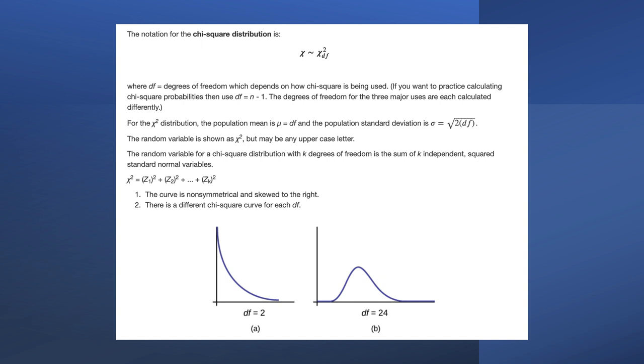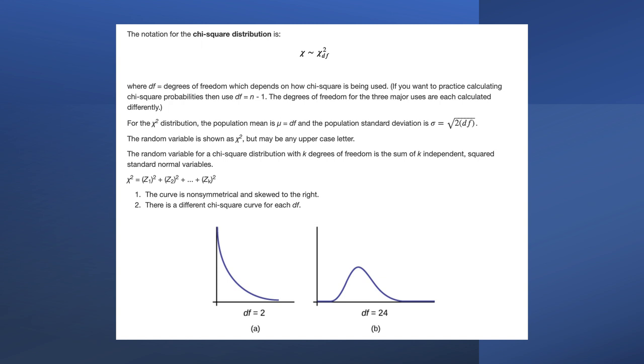For the chi-square distribution, the population mean is the degrees of freedom, and the standard deviation is the square root of 2 times the degrees of freedom, which is 2 times mu, or the mean. The random variable is shown as chi-squared, but it can take any uppercase letter, okay?